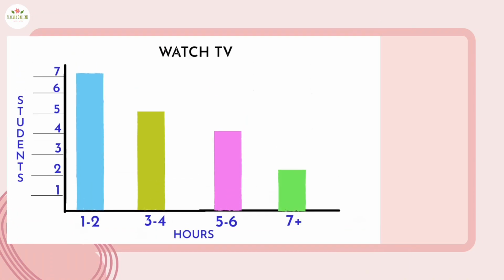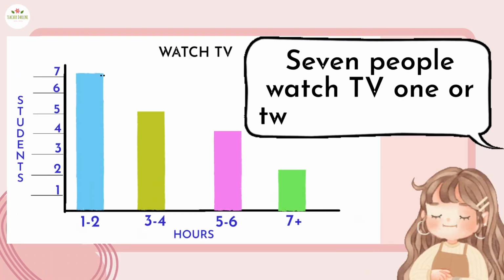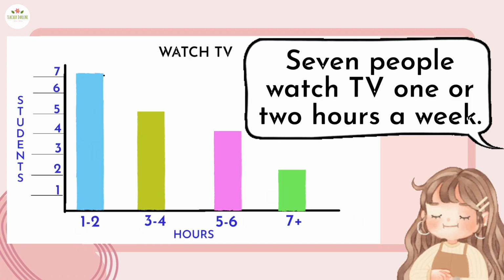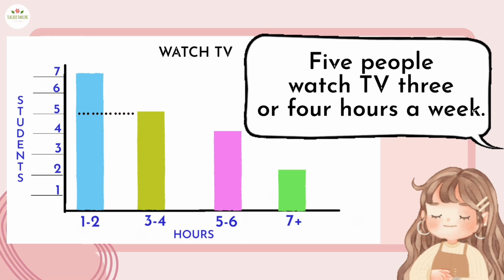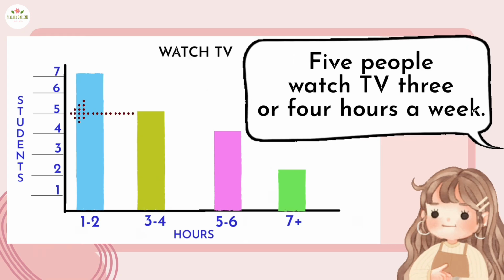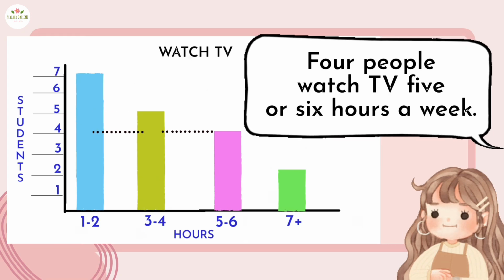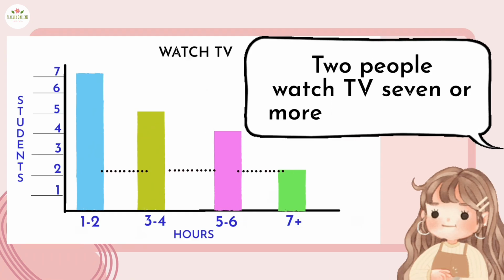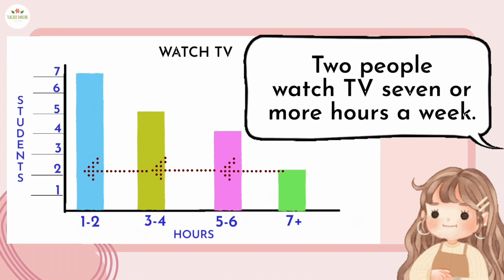Listen to more examples. 7 people watch TV 1 or 2 hours a week. 5 people watch TV 3 or 4 hours a week. 4 people watch TV 5 or 6 hours a week. 2 people watch TV 7 or more hours a week.